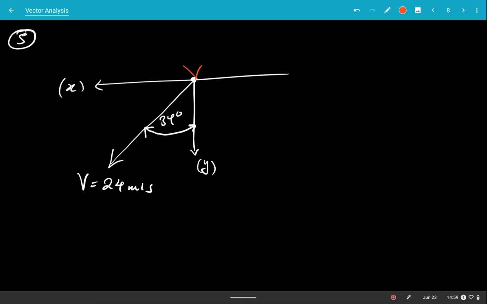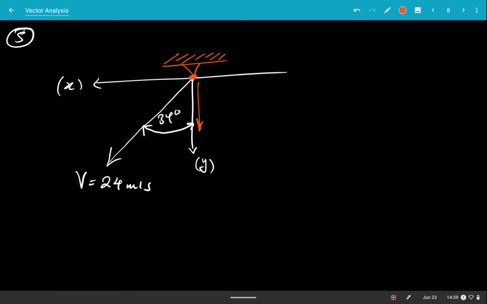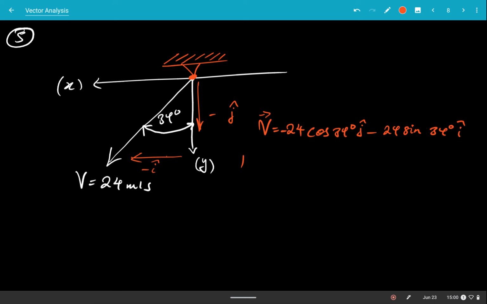So remember, you put the support there on your datum or your reference, as others would prefer, then try to resolve it. So I'll move in my negative j, then go in my negative I. So this will be v vector being equal to the magnitude, which is 24. Since it's in the negative, it's a minus 24 in the j, I'll have cos 34 degrees. That is in the j. Then I have minus 24 sine 34 degrees in the I.